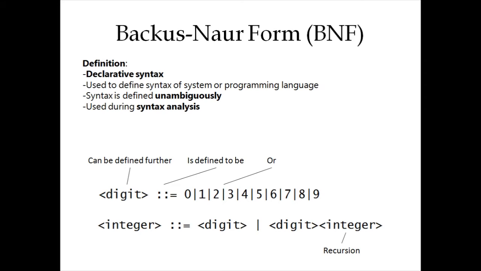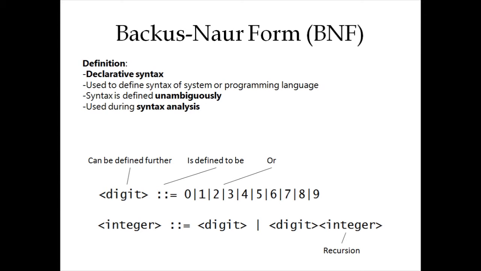Backus-Naur Form, BNF, is used to define the syntax of a system or programming language. Syntax is defined unambiguously, which is important in syntax analysis. Here's how the syntax works. Something inside the arrow signs, such as digit, can be defined further. You need to memorize the colon-colon-equals, which defines something that can be defined further in BNF. The line means OR, so a digit is defined to be 0 or 1 or 2 or 3 and so on. An integer is defined to be either a digit or a digit followed by an integer.